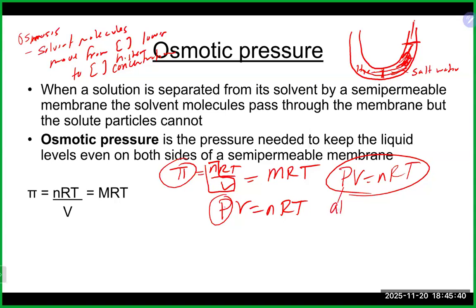So again, atmospheres for our pressure, liters for our volume, n is moles, R is our gas constant that we use with that, and T in Kelvin here, so that everything cancels out correctly. So that is our osmotic pressure, and that is the molarity times the gas constant times the temperature in Kelvin.